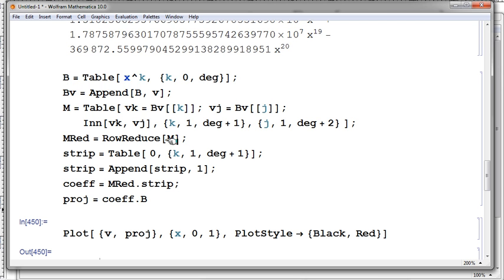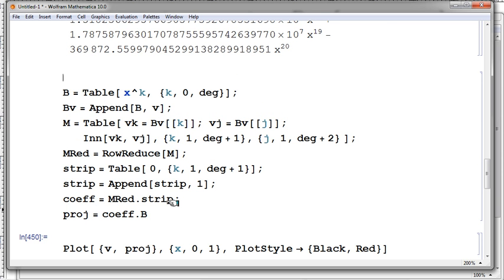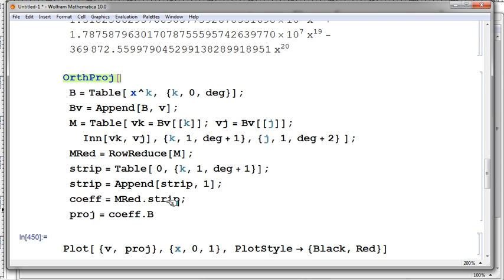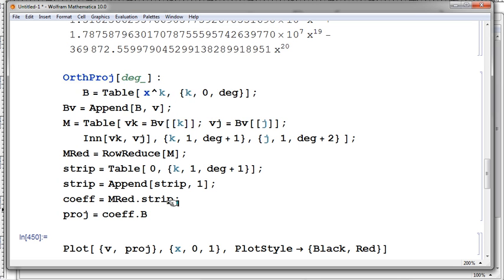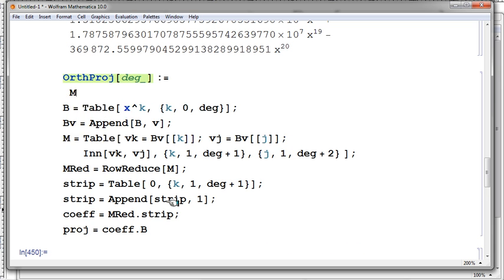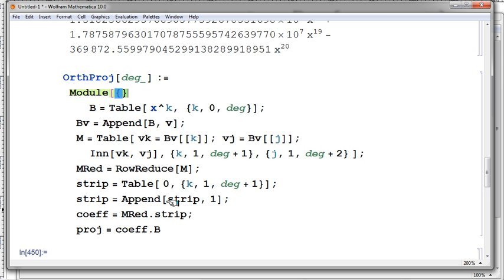So in the next line, we're going to do this procedure. I'm going to name the procedure here; it is going to be orthogonalProjection. Our main input is just this degree, and it goes like this. Everything else, if you put degree in there, is going to repeat this one. The next line, usually we do this Module, and you declare here the local variables. Here we're using b as a local variable, bv down there, local variables m and mred.